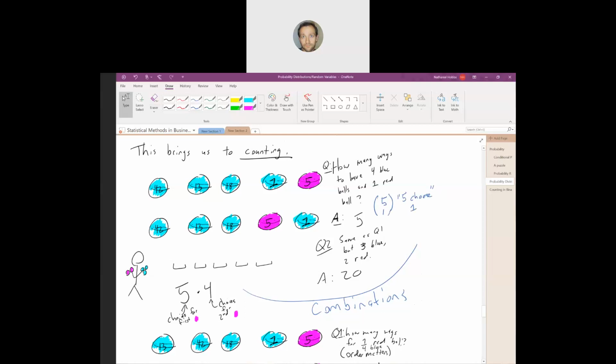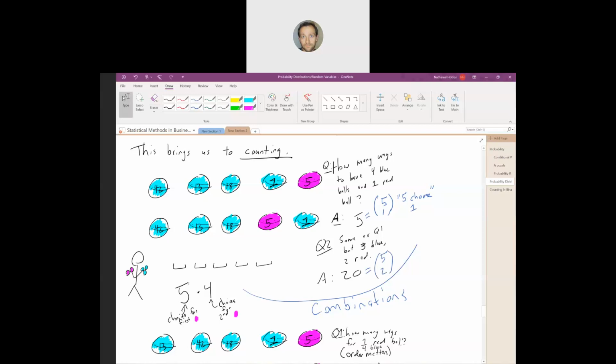And what this means is that with 5 different objects, how many ways can you choose one of them? In this case, there's 5 ways that you can choose one of them. You have one choice for where to put the red ball, and you have 5 different positions where you could place it, and so then this equals the number 5. Here, if you have 5 balls and 2 red ones, then this equals 20. 5 choose 2 is equal to 20.